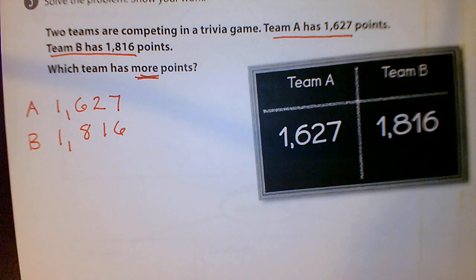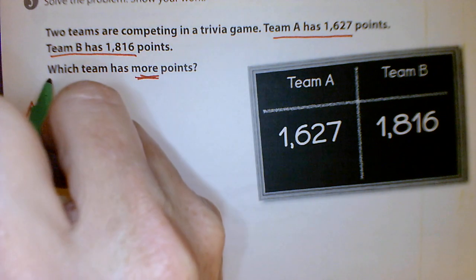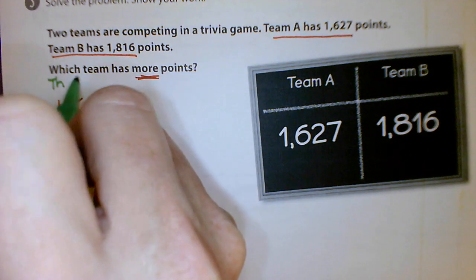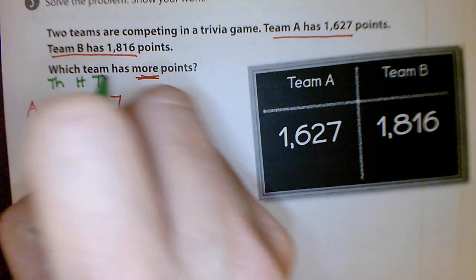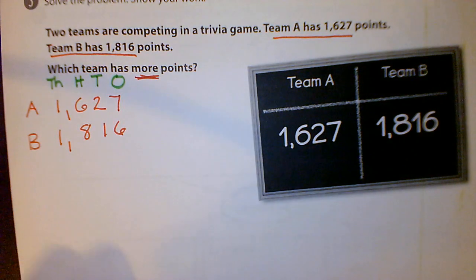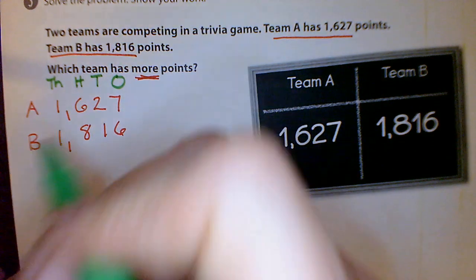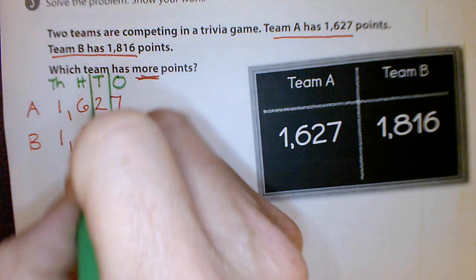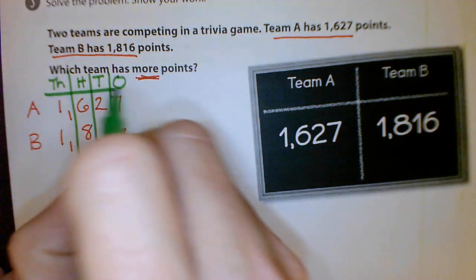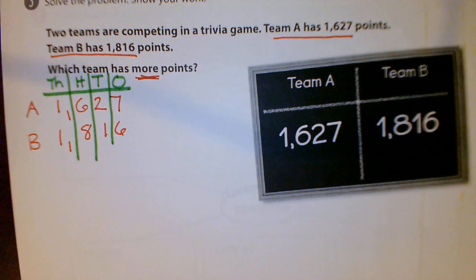So the first thing I'm going to do is start on the left-hand side, and I'm going to compare them in the thousands place. I'm going to go ahead and label this. So I have my thousands, my hundreds, my tens, and my ones. And again, we could make this into a beautiful place value chart if we wanted to, if that's helpful.